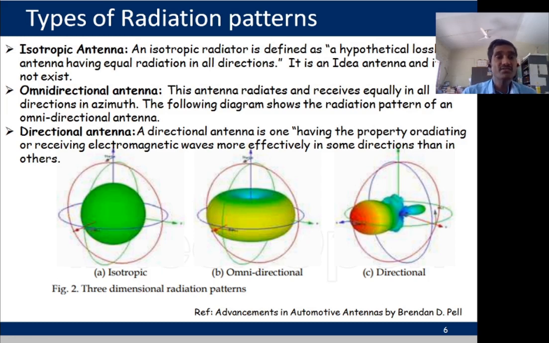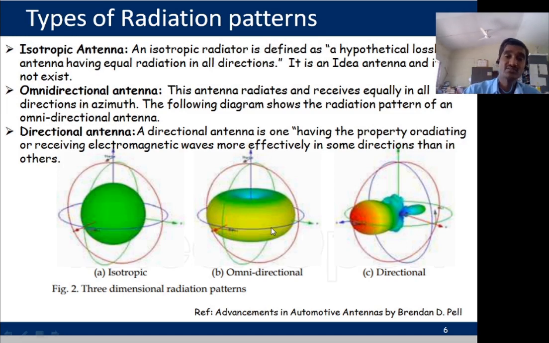Now second is the omnidirectional antenna or omnidirectional radiation. Figure B shows the omnidirectional radiation pattern. Such an antenna radiates and receives equally in all directions. That means it radiates or receives energy equally in all directions in the azimuthal plane, that means the horizontal plane, not the vertical. This is shown in the second figure.